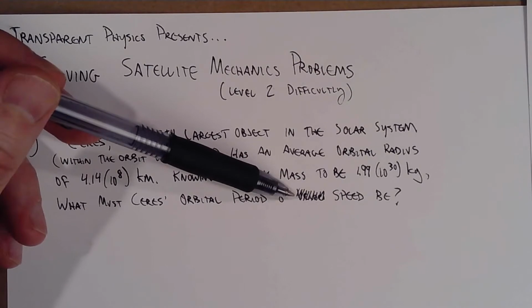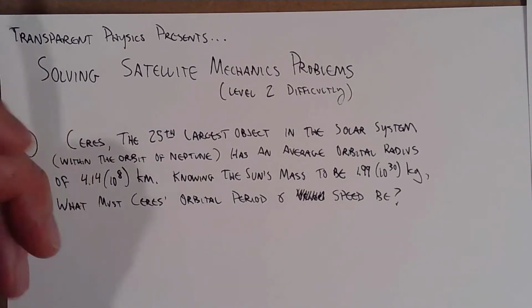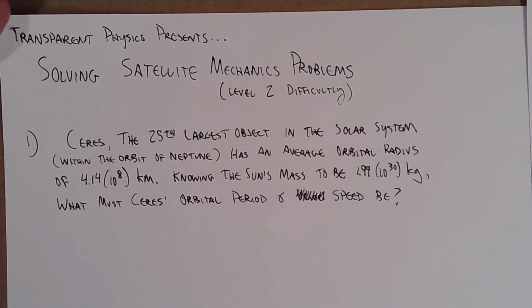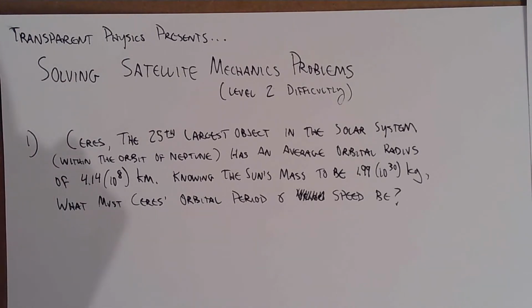I wrote velocity initially. I scratched that out because velocity is speed and direction, and with these problems we are not worried about the direction, we are just worried about the speed at which it travels. So if I occasionally say orbital velocity, I do apologize. I should be saying orbital speed, but I make that mistake sometimes.